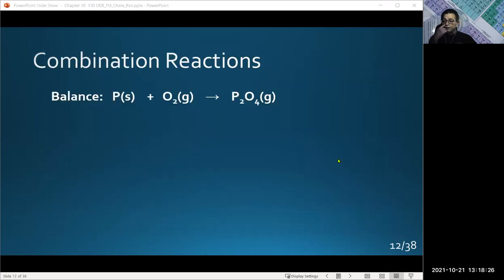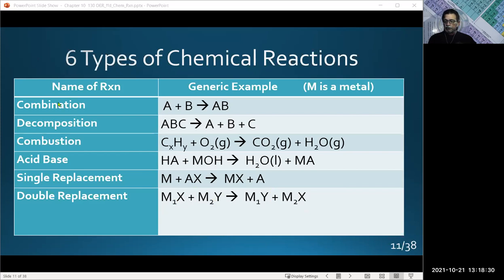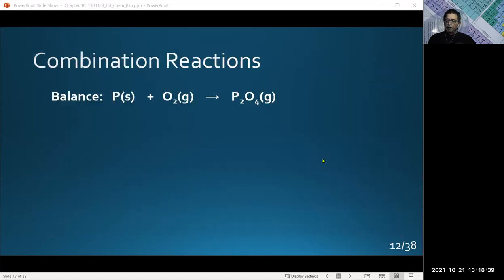Okay, well, let's take a look at a combination reaction. For example, we did notice the combination reaction: we have two elements reacting to form a compound. And don't we have that here? We have phosphorus in the presence of oxygen, which are 2 elements. They combine to form P2O4, okay? And so we need to balance it.